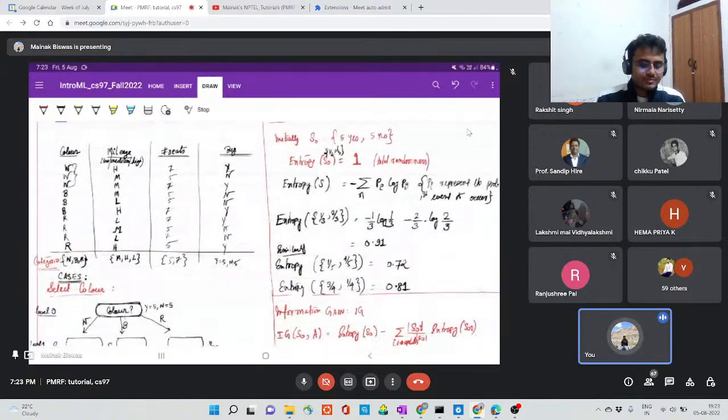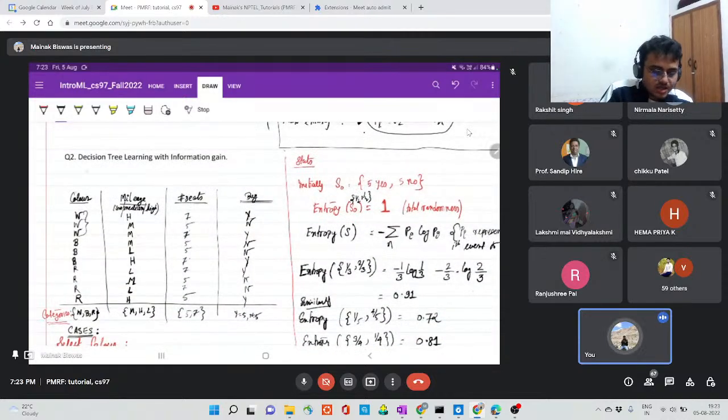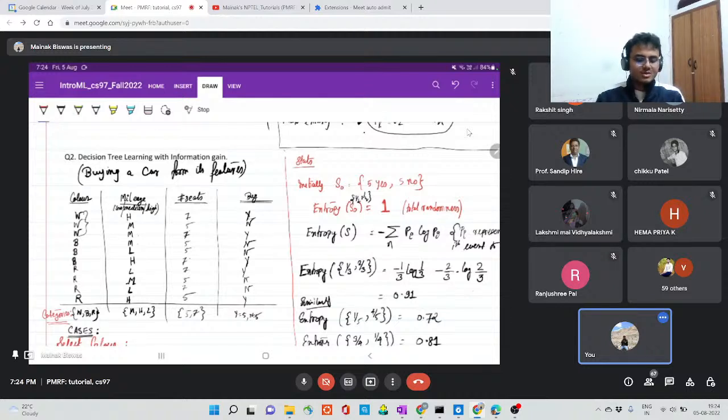So I have made an example here. This is buying a car from its features. I have a few features here. I have one feature as color, one as mileage, and one as number of seats.